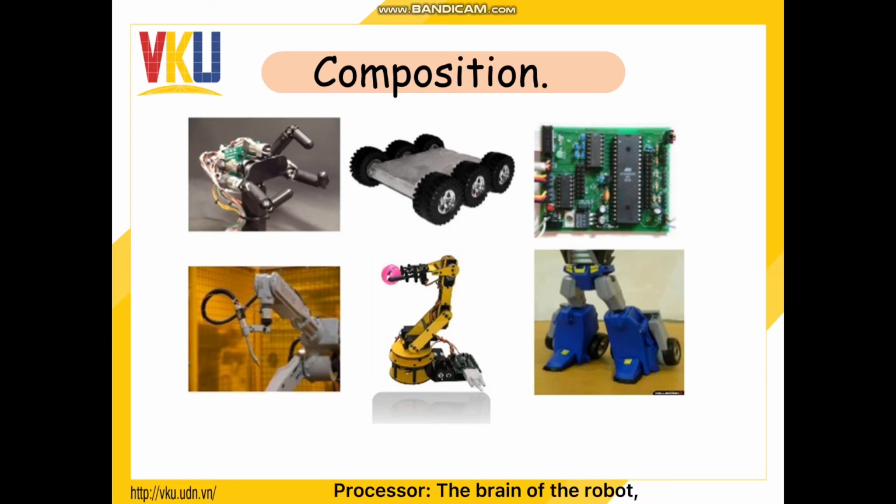Processor, the brain of the robot. It calculates the motion and the velocity of the robot. Software: operating system, robotic software, and the collection of routines.